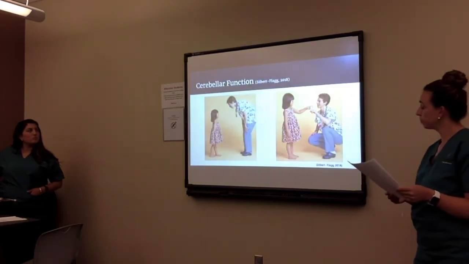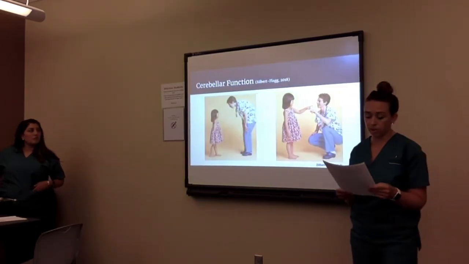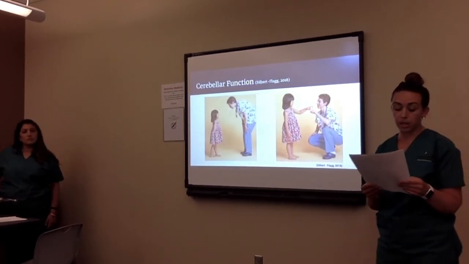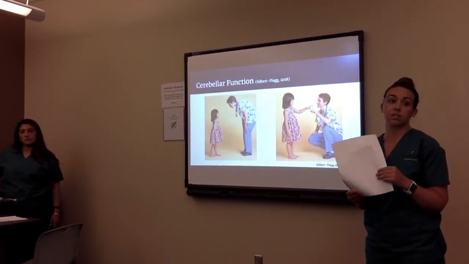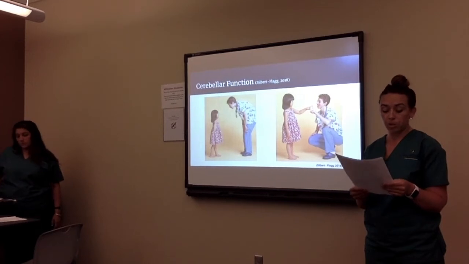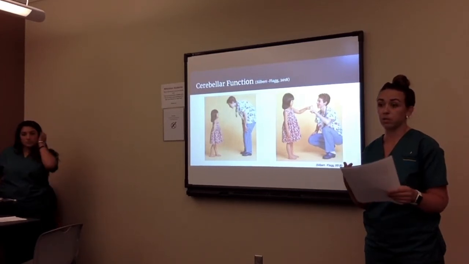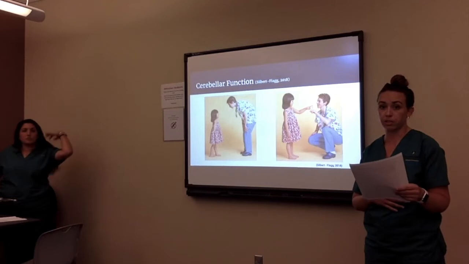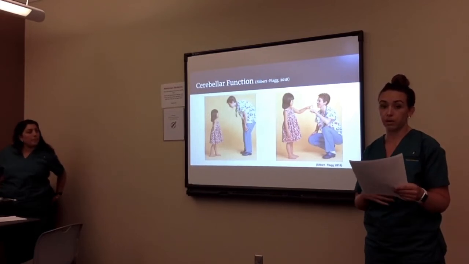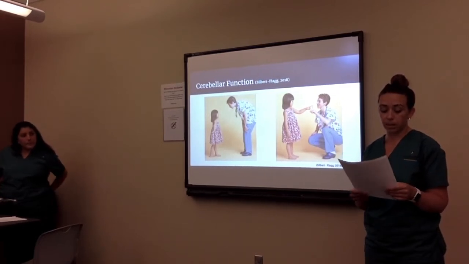Next slide. The next test of the neurological exam is the cerebellar function test. So this is for balance and coordination. You're going to observe the child walk. It's best to do this as they're walking into the exam room so they don't necessarily know that they're being watched. You're going to have the child balance on one foot.